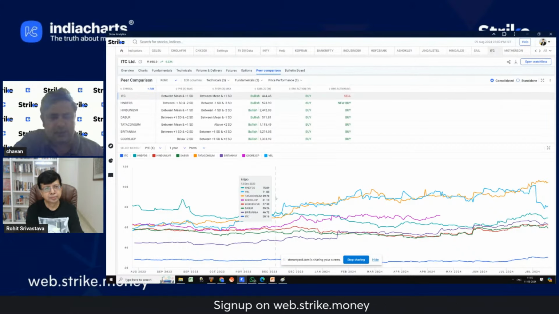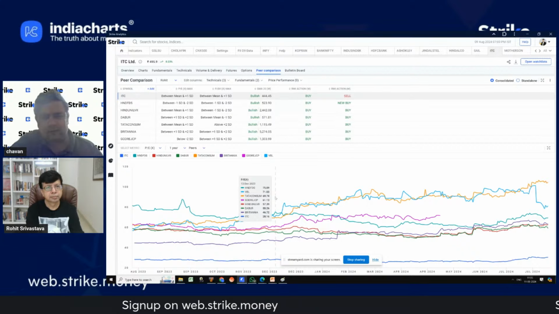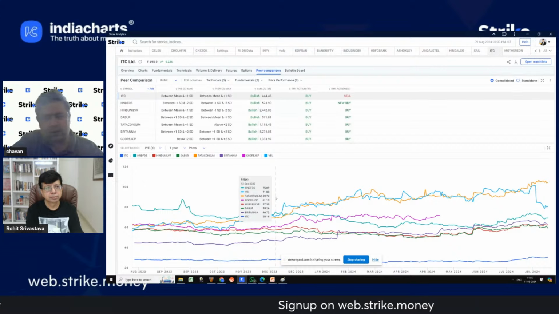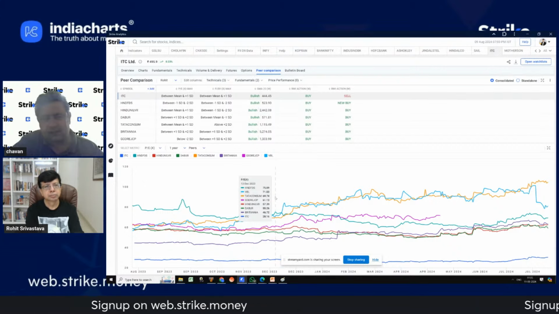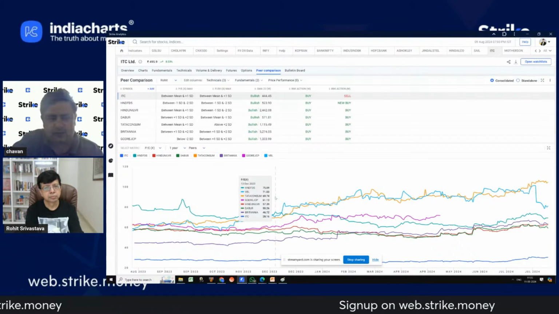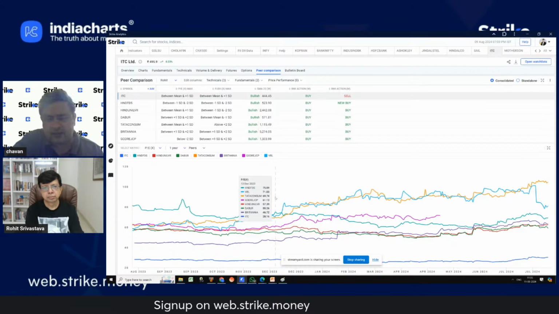So this is one functionality we have built. It is called peer comparison. It's a combination not only of fundamental but also technical price data. You can create your own custom peer. Yesterday night we have gone live. We haven't announced it yet, but we'll make a video on how to use it. You can try it out.